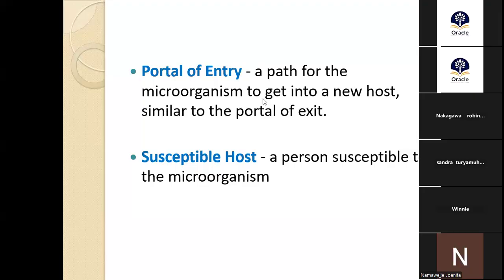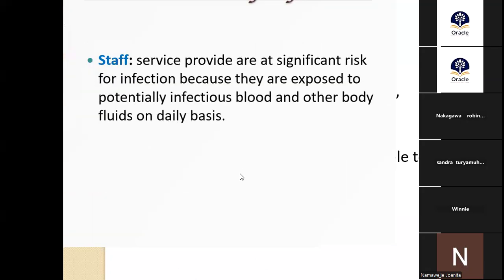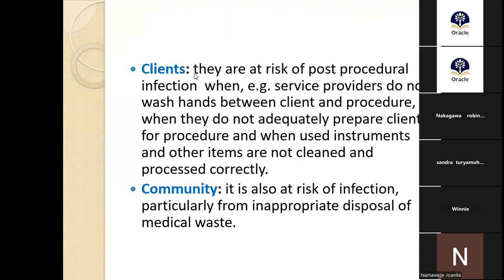Then it enters into the host, similar to the port of exit. Then it finds a susceptible host and establishes infection. Who's at risk? Staff are at risk, clients are at risk, the community is at risk. How does the community get at risk? Through inappropriate disposal of medical waste. The clients, through our procedures, when you use unsterilized instruments or don't observe aseptic technique.